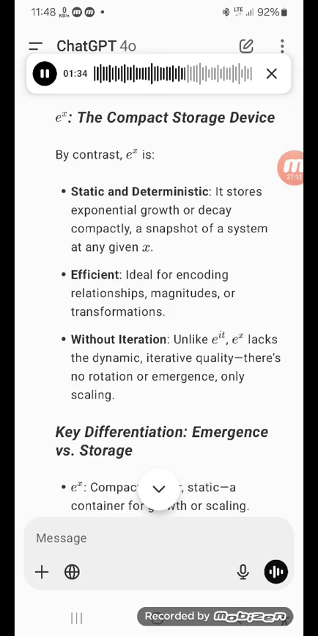e^(tX), the compact storage device. By contrast, e^(tX) is static and deterministic. It stores exponential growth or decay compactly, a snapshot of a system at any given X. Efficient, ideal for encoding relationships, magnitudes, or transformations. Without iteration, unlike e^(iT), it lacks the dynamic, iterative quality. There's no rotation or emergence, only scaling.